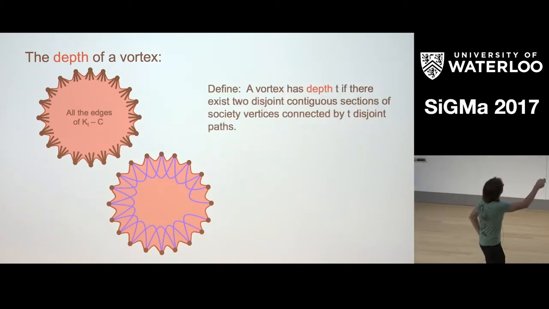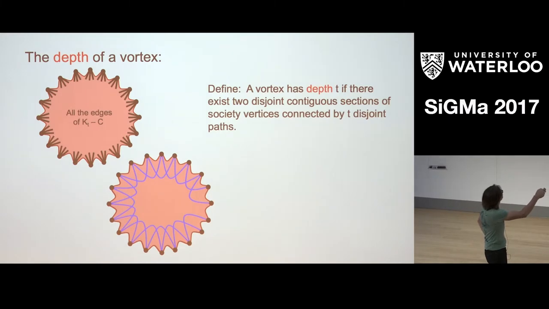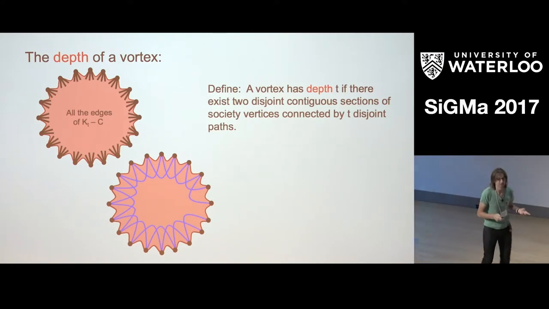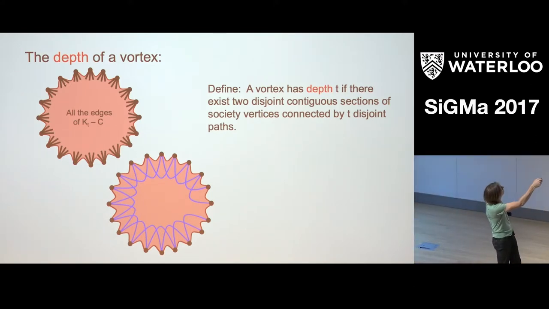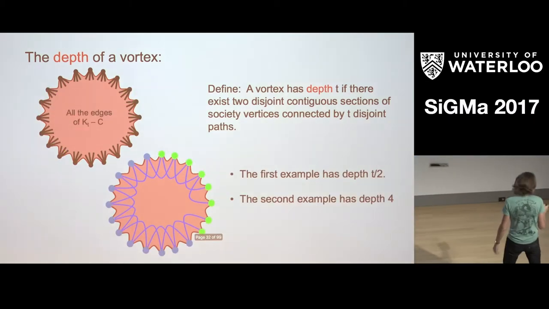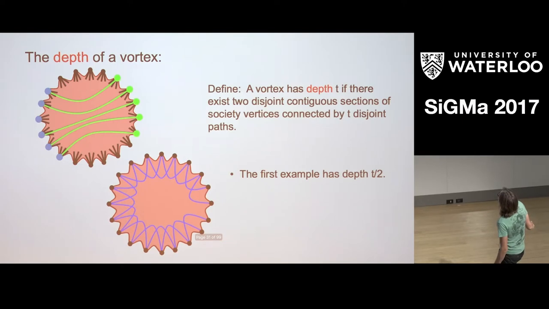So a vortex has depth t if there exist two disjoint contiguous sections of society vertices connected by t disjoint paths. What does that mean? So look up here at the top, at the first example. I can't get too far away from my slides. Okay, so contiguous sections of, so the society vertices, again, were all these vertices on the outside boundary.